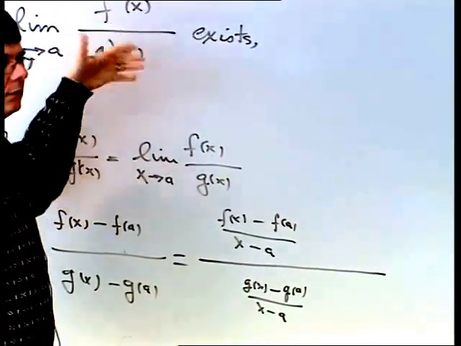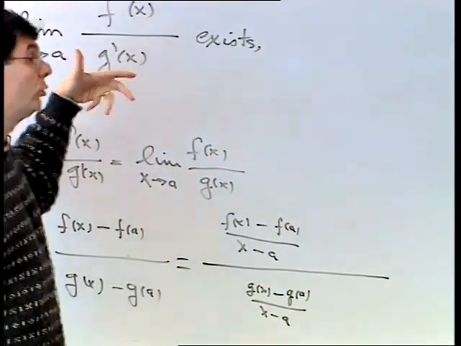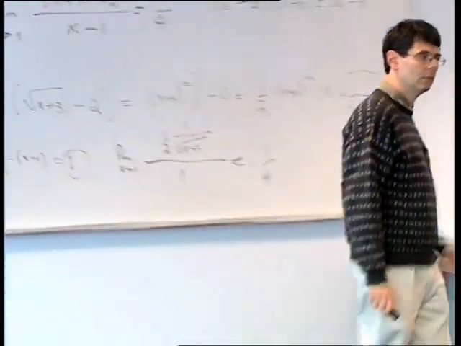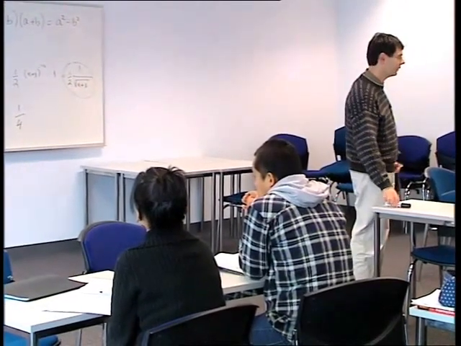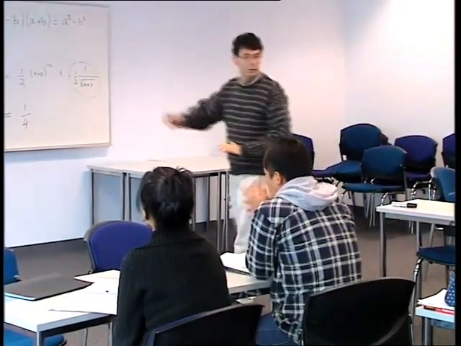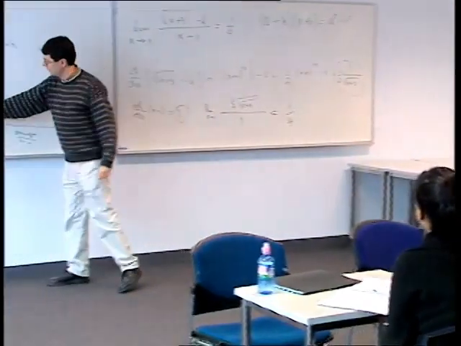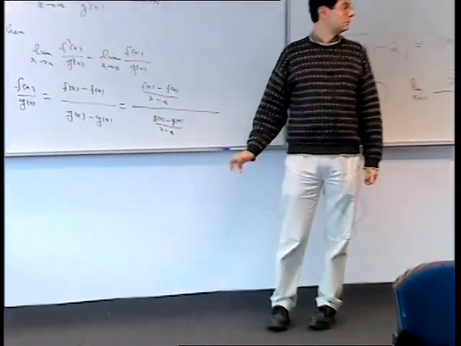But then you take a limit when x goes to a. It should be the same if the limit exists. There is a little technical thing there. Let's not bother with the technical thing, because I'm not going to bother with the proof. This line here is just to convince you that it might be true.